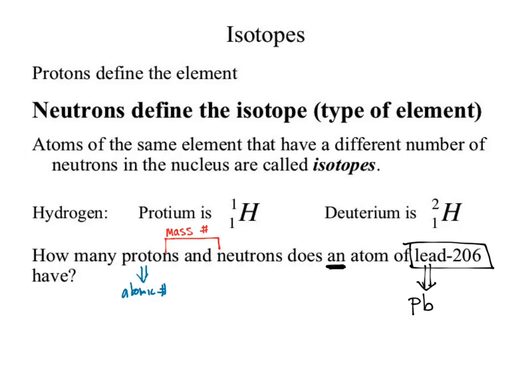Its weight is 207. Okay, we get two things out of this. I keep finding it and losing it. I got 82, Pb, 207.2.